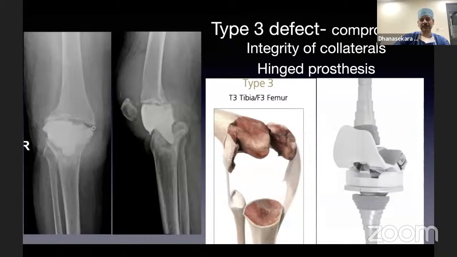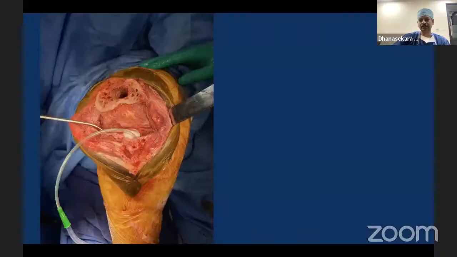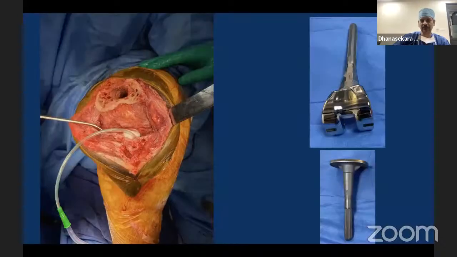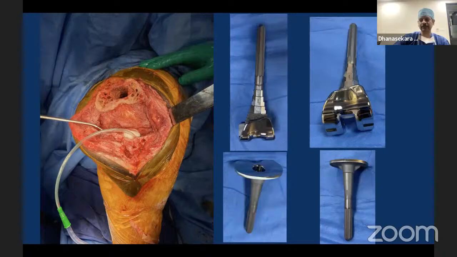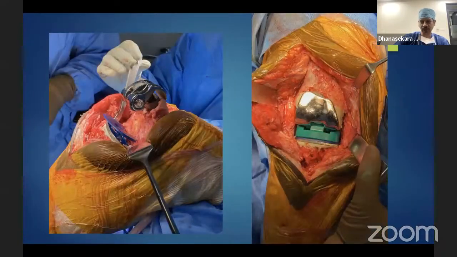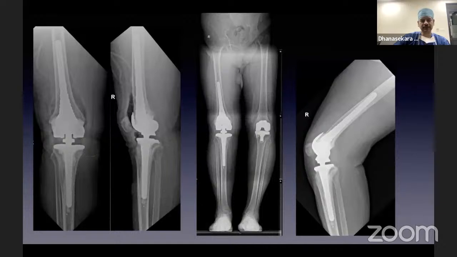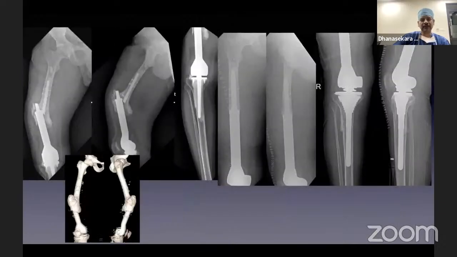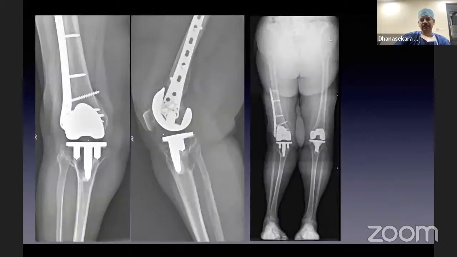When there is a compromise of the collateral ligament, we need to go for a hinge type of prosthesis. This is an example where on the femoral side, the entire collateral attachment has been lost. We have to use a hinge type combined with the metaphyseal sleeve and the rotating platform design. This is a post-operative X-ray with good reconstruction of the bone loss. Sometimes we need to revise major megaprostheses, broken megaprostheses. Here I revised the femoral side with a tumor prosthesis, and on the tibial side I did a conservative revision using a metaphyseal sleeve.